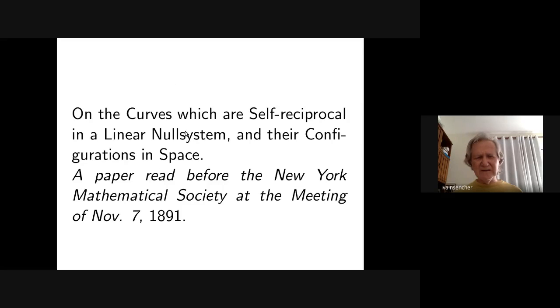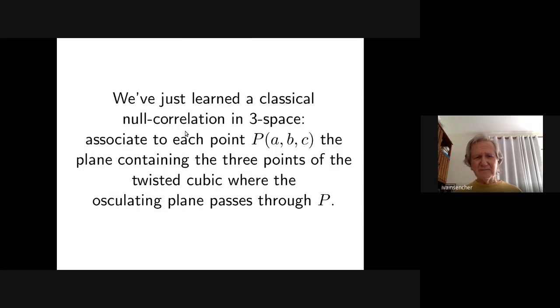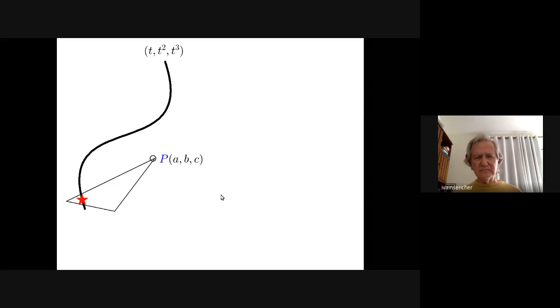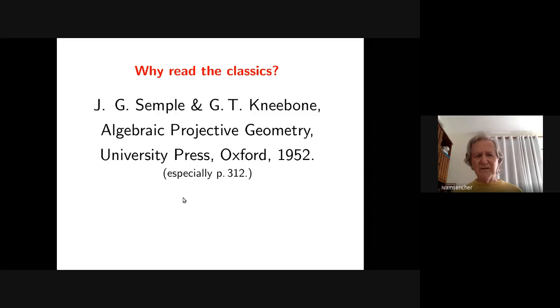So this was found and explained by one of the inventors of the alternating current, Charles Steinmetz. He is one of the founders of General Electric. He was a colleague of Tesla's. He liked mathematics. So summarizing, we've just learned a classical so-called null correlation in 3-space. To a point, you associate a plane using the osculating planes to a fixed twisted cubic. I love this figure, this picture. That's classical. And you can find the details in Semple and Kneebone. It's a classical, beautiful book.